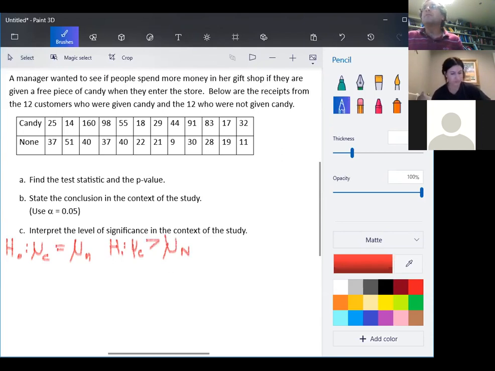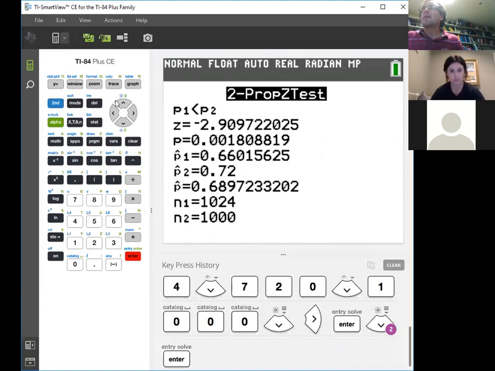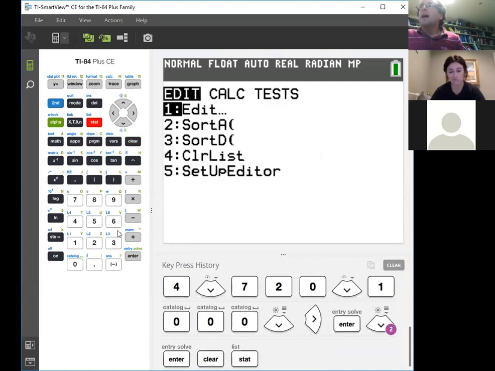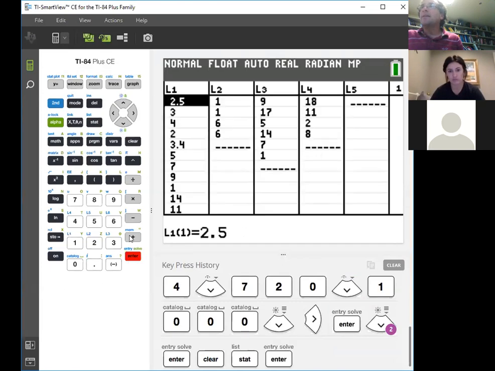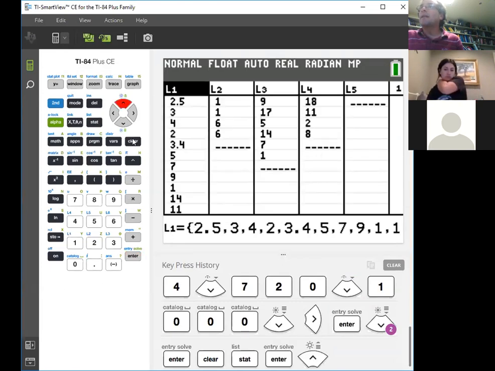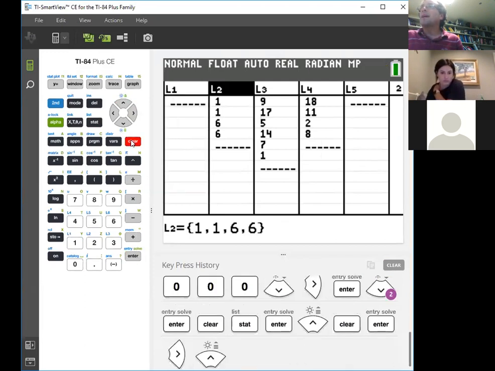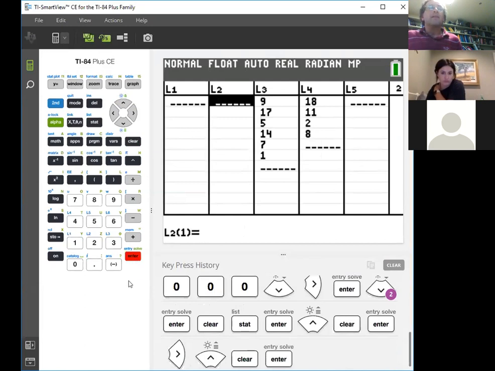Okay, so now we do what we're used to doing. We go to the calculator. Hopefully you're good with that at this point. So that's what we had. Now I'm going to go to stat. I have data put in, so I need to edit. I'm going to go up to L1, hit clear and enter. I'm going to go over to L2, hit clear and enter. Notice we have an L1 and an L2 now because there's the candy column and the none column. Then I'm just going to type my data in.